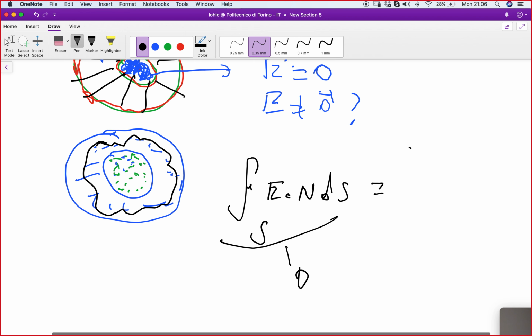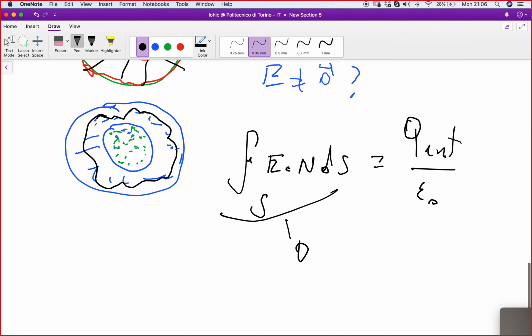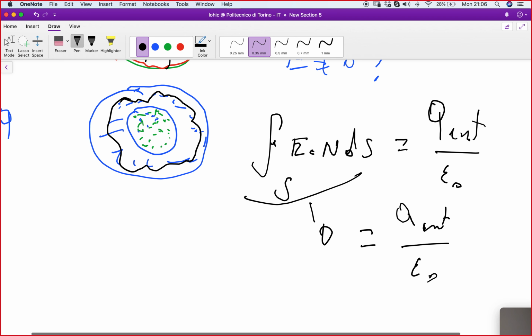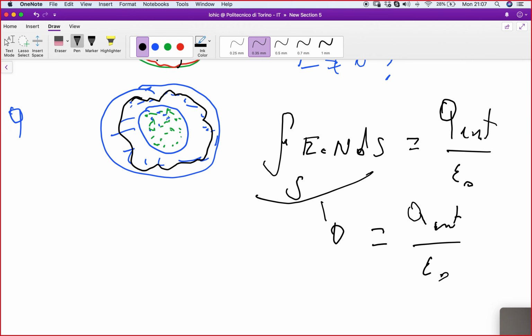But we know that this integral is q_in divided by what? Epsilon 0. This means that we have 0 equal to q_in divided by epsilon 0. What is the meaning of this? It means that the total charge inside this surface is expected to be equal to 0. Yes or not? But in fact, we don't have any charge inside. My question was about the field.